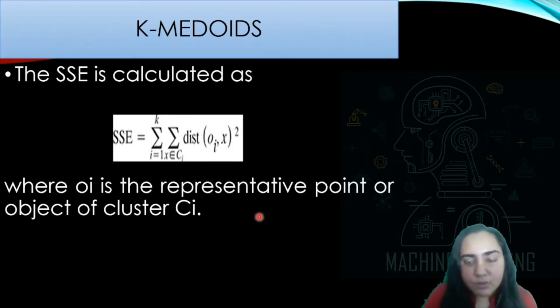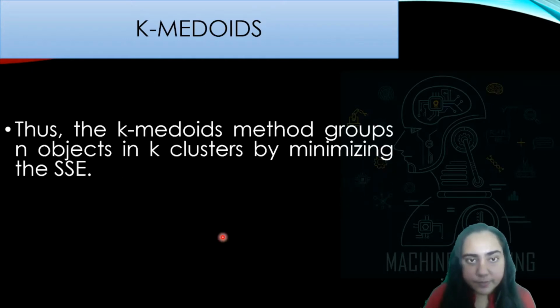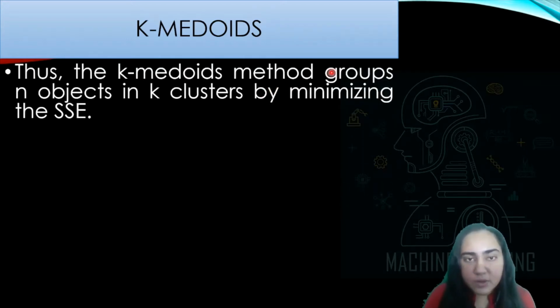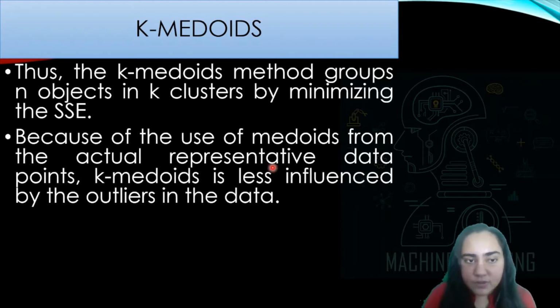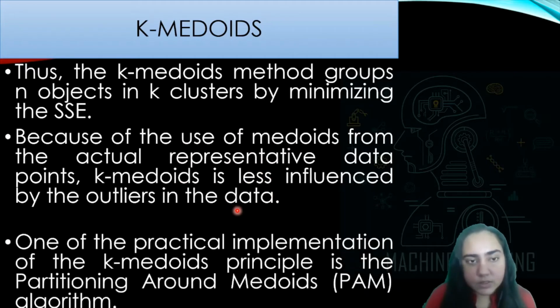Here OI is the representative point or object of a particular cluster CI. So there CI was imaginary and hypothetical, but here OI is actually one of the data points that you have. So the K-Medoids algorithm groups n objects in k clusters by minimizing the SSE. And because of the use of medoids from the actual representative data points, K-Medoids is less influenced by the outliers which are present in your data.